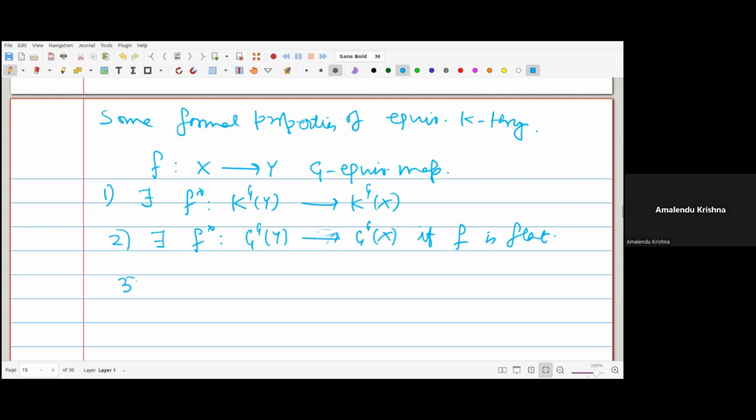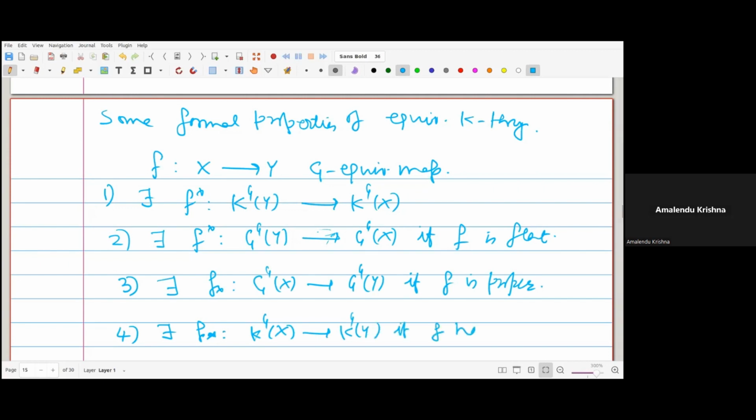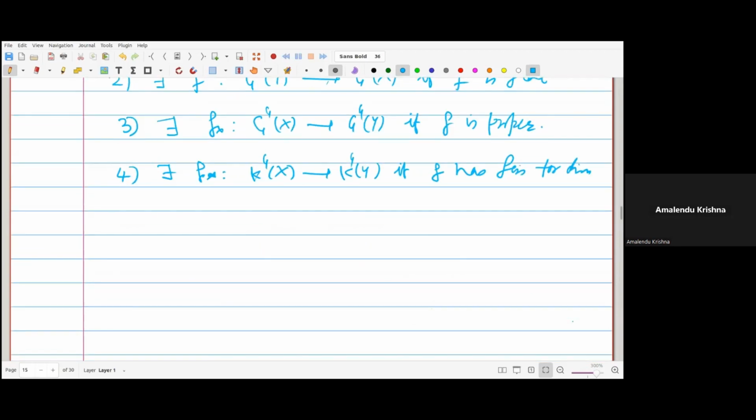Third, there exists f lower star from GG of X to GG of Y if f is proper. Fourth, there exists f lower star from KG of X to KG of Y if f has finite Tor dimension. I did not define the notion of finite Tor dimension, but you can look it up in some book. It's very easy to define. It just means that f lower star of O_X as an O_Y module has finite Tor dimension. That means there is some n such that Tor_i with respect to any O_Y module becomes 0 for all i bigger than or equal to n.